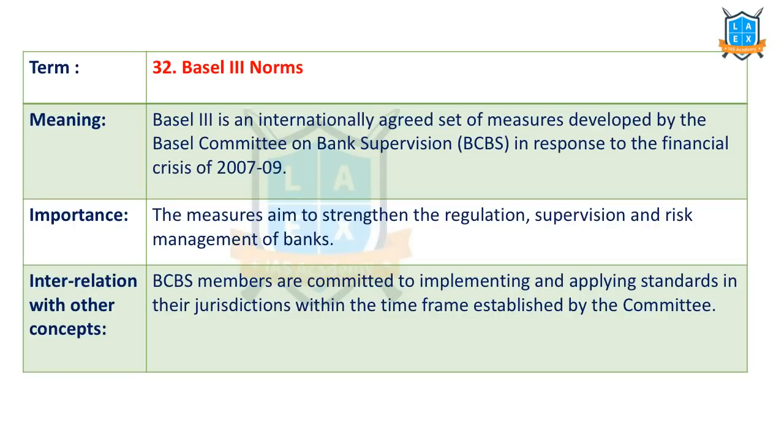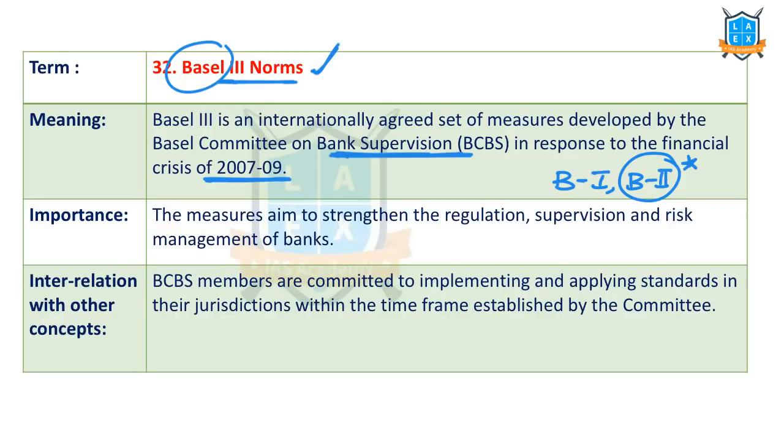The next important term is Basel III Norms. What is the meaning of Basel? Basel is a place. So Basel III Norms. Basel norms are internationally agreed norms. There is a committee called Basel Committee on Banking Supervision. This committee, as a response to the financial crisis of 2007 and 2009, proposed Basel III norms. We earlier had Basel I norms, Basel II norms, and we were implementing Basel II norms. Basel III norms are already proposed.